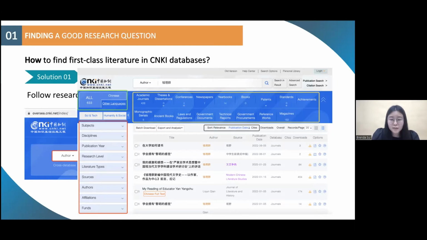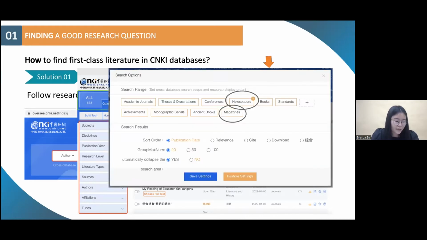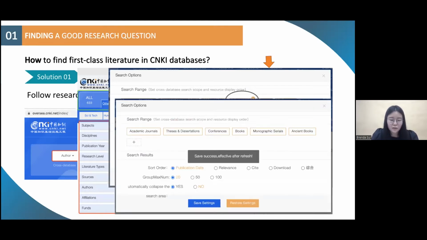But here, we notice that some databases are not academic articles, like the newspaper database. If we want to leave them behind and not include them in his research results, we can click here and cross these databases off. And then when we refresh the page, we get everything we want.